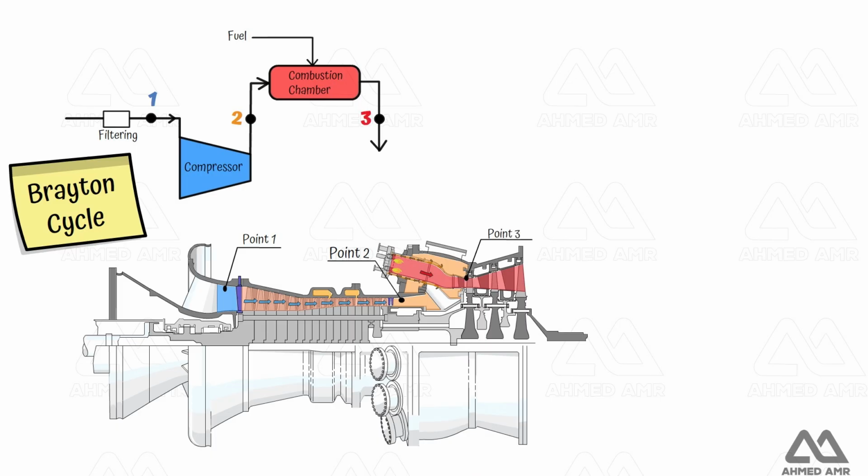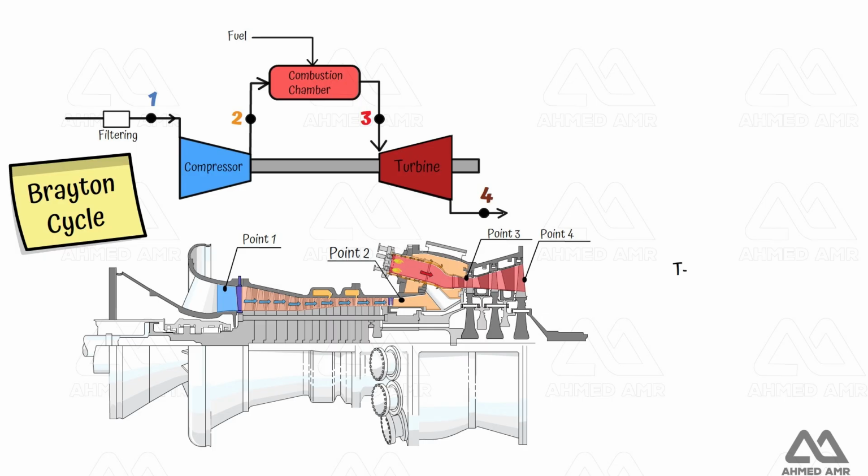This symbol represents the turbine, on the same shaft as the compressor. The turbine inlet is point 3. The exhaust exits at point 4. Now let's draw the TS diagram. Temperature T on the vertical axis, entropy S on the horizontal axis.